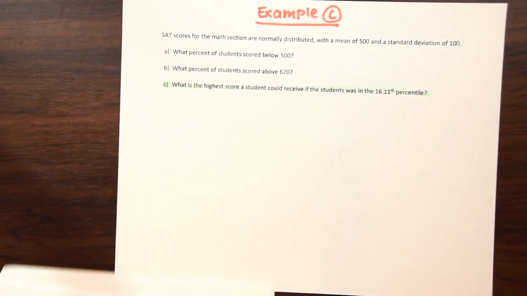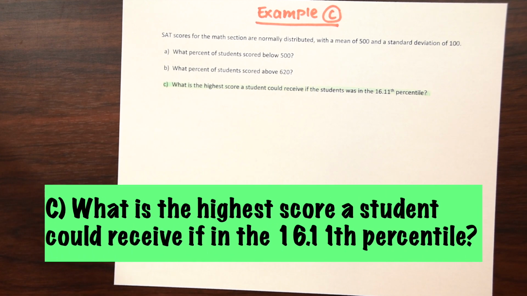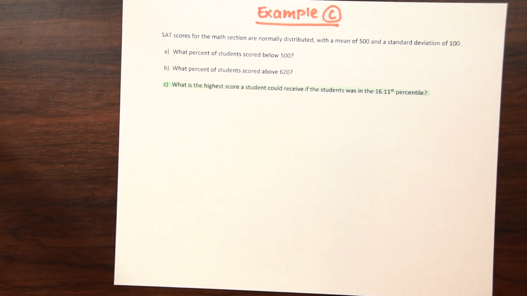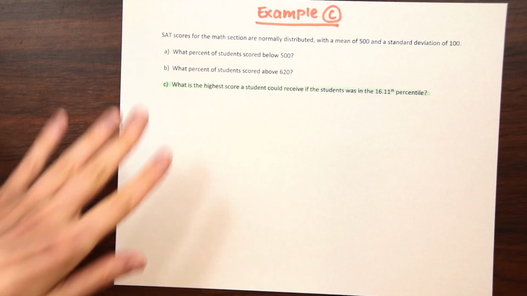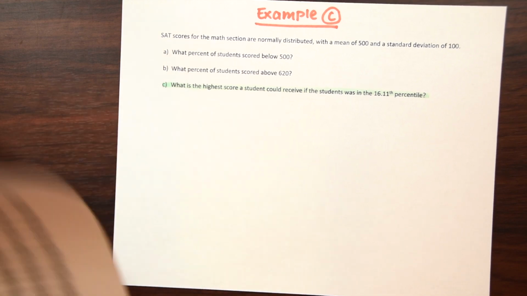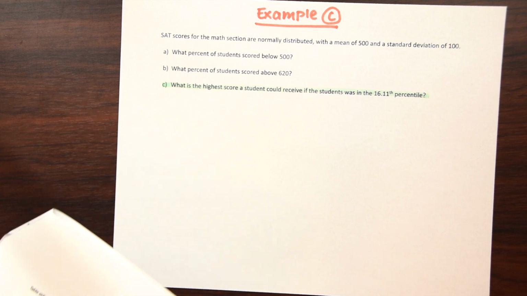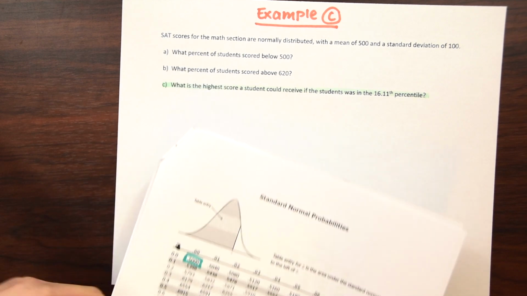So now for the last part of our question, we have C. What is the highest score a student can receive if the student was in the 16.11th percentile? So this is a little different than the other two. This one we kind of have to work backwards. So instead of giving us the score, the data point, we have to find it, and they give us the percentile. So to do that, we're going to have to work a little backwards and start with the table this time.